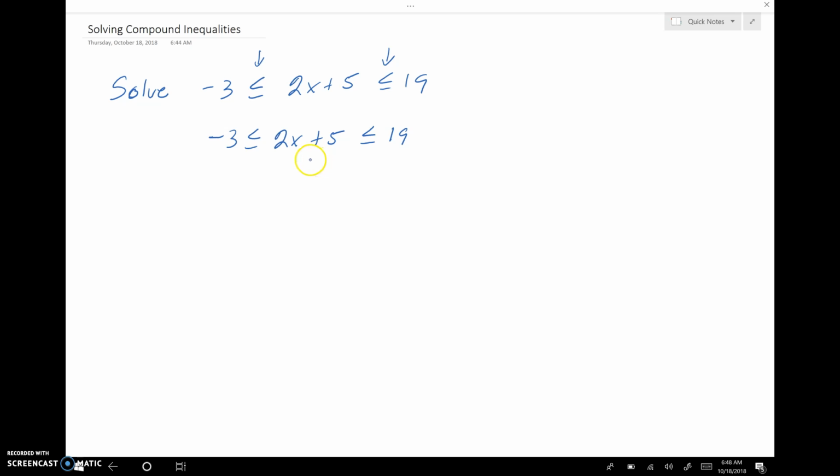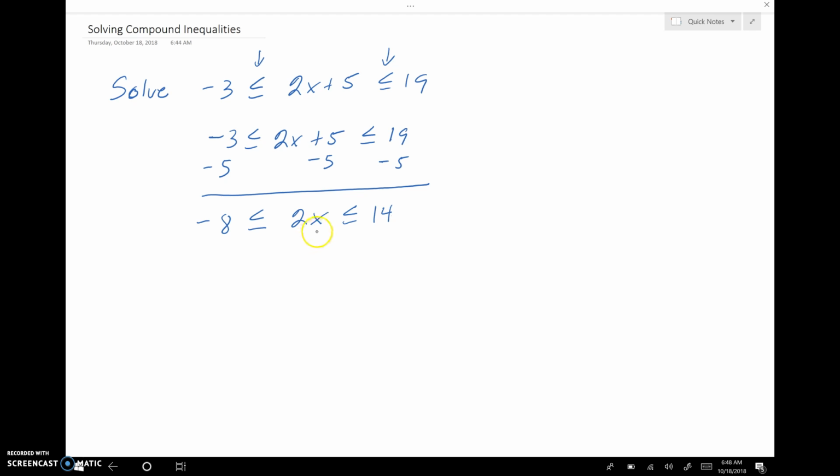You notice that you have the plus 5, so you have to subtract 5 from both sides. And we have negative 3 minus 5, which gives us negative 8, is less than or equal to 2x, which is less than or equal to 14, which is 19 minus 5.